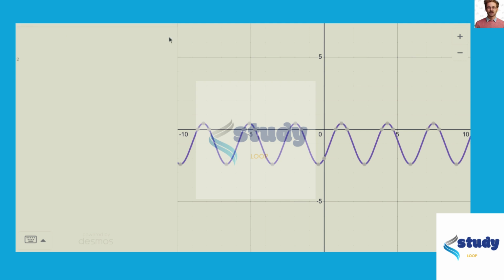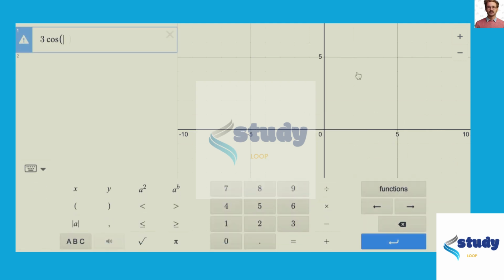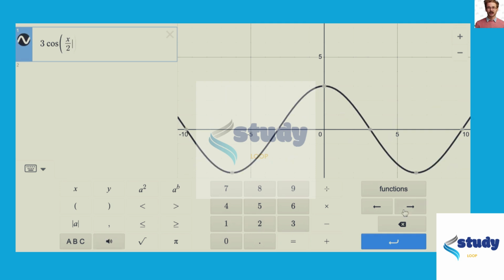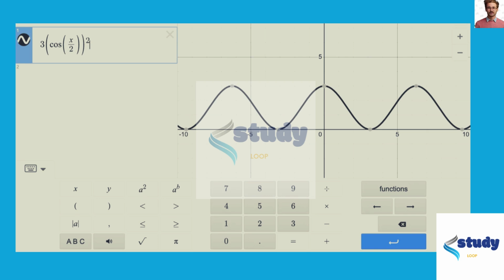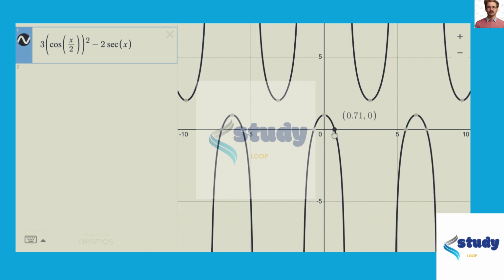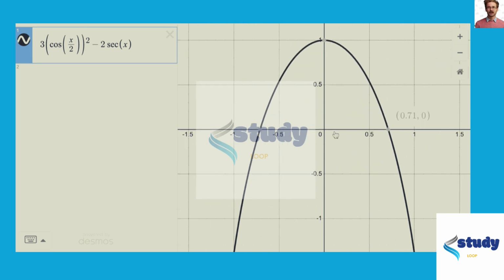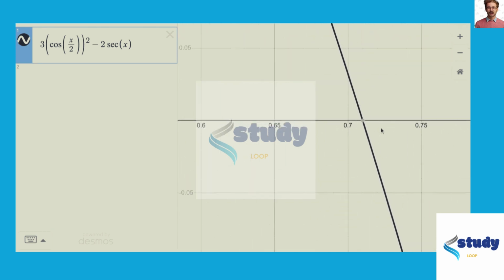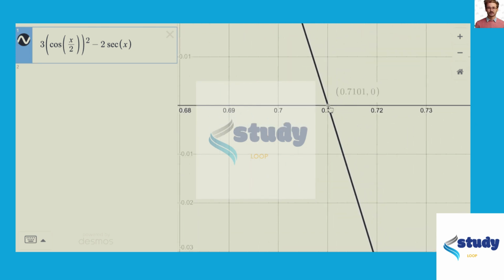J is 3 cosine squared of x over 2, so it'd be 3 cosine of x over 2, but then that will need to be squared, and then we're going to subtract 2 secant x. If you don't have a secant button, then it's 2 times 1 over cosine x. And that would be, if we need to be to 4 decimal places, 0.7101.